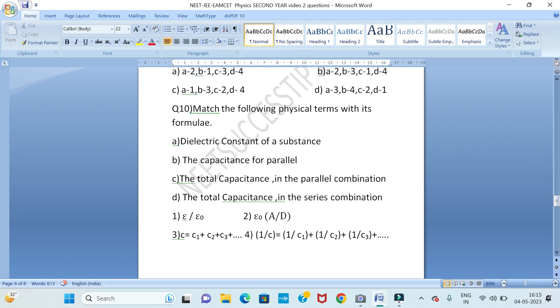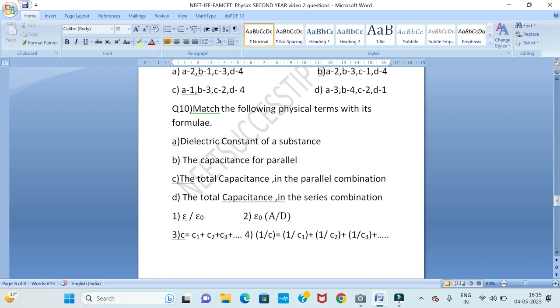C is equal to C1 plus C2 plus C3 plus C4 and so on. So parallel means straight lines, parallel, one line under the same one line. Series means divisions: 1 by C is equal to 1 by C1 plus 1 by C2 plus 1 by C3. So this is called series combination. Like that you can remember.